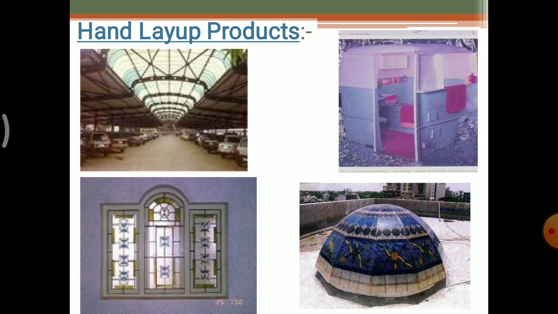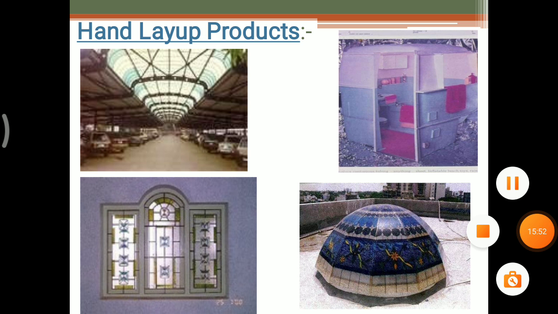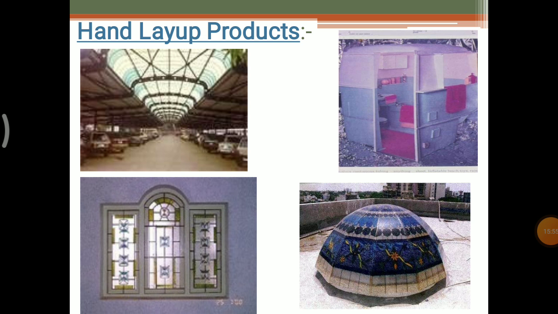And the last, fourth one is the dome. It is a dome-type structure which we use in different models. The latest edition of this is the dome model, which you can see in the fourth picture. Different designs have been pictured on the upper part of the dome. So these are the different types of hand layup products which we use in day-to-day life.